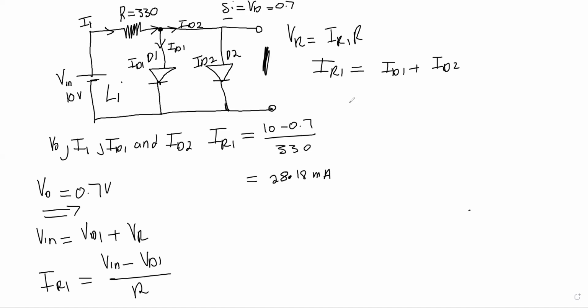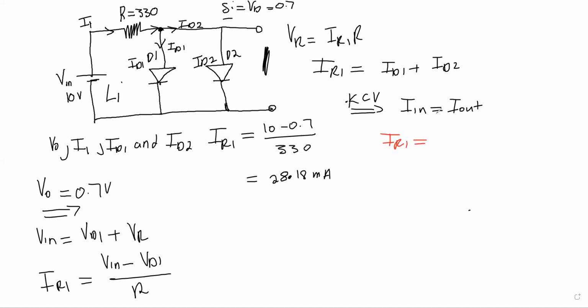So let's see. Kirchhoff's current law, KCL, states that the current that is entering a junction is equal to the current that is leaving a junction. So now I1 is entering what? A junction, this junction. I1 is entering this junction. Then ID2 is leaving that junction. So ID2 and ID1, they are both leaving what? That junction.